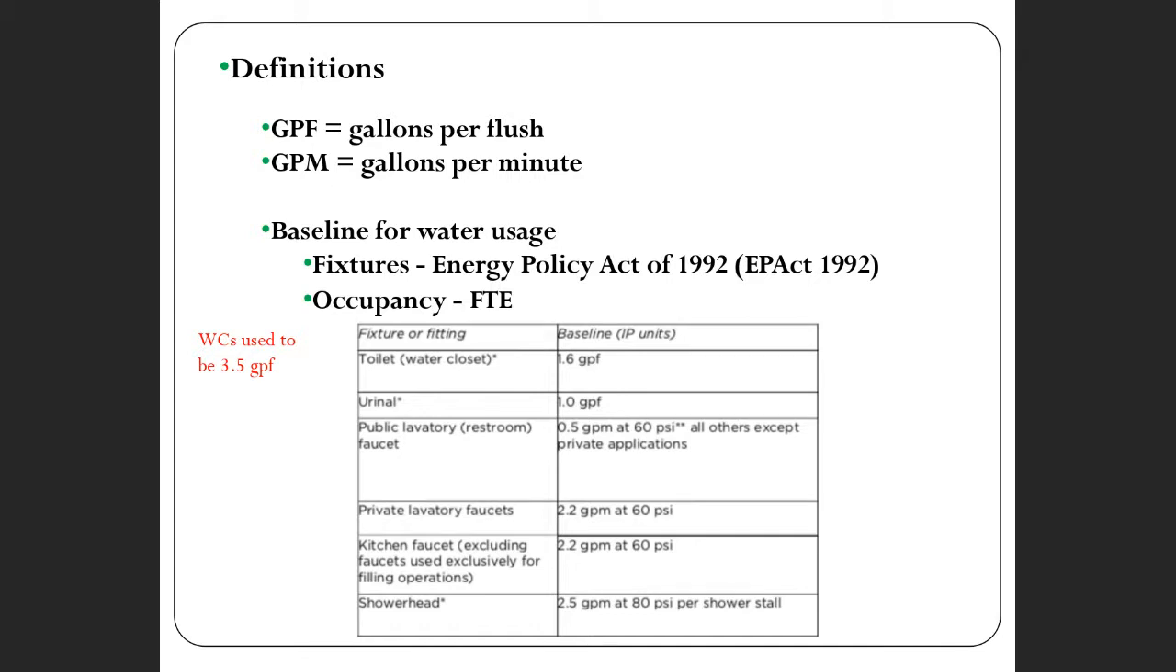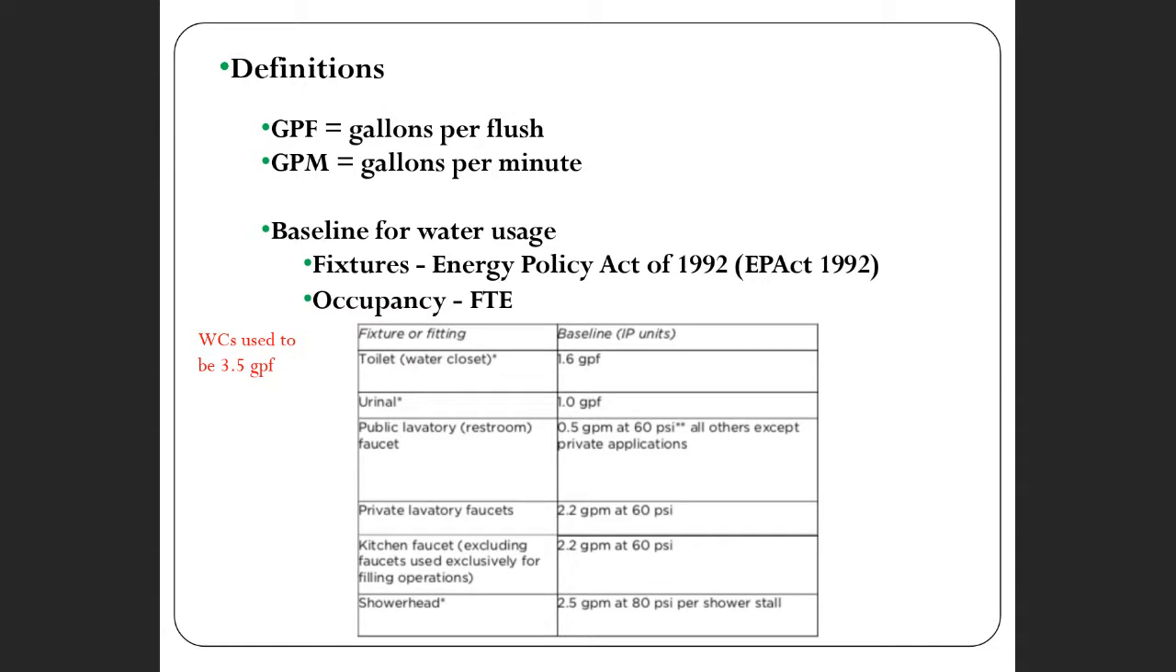In the case of WE, or water efficiency, we're going to be called upon to calculate a baseline. Baseline is typically how much water would your building use if all the fixtures met the requirements of EPAct. EPAct is the Energy Policy Act of 1992, so the reference material will have this table in there. It says an EPAct water closet or toilet is 1.6 gallons per flush. An EPAct urinal is 1 gallon per flush.